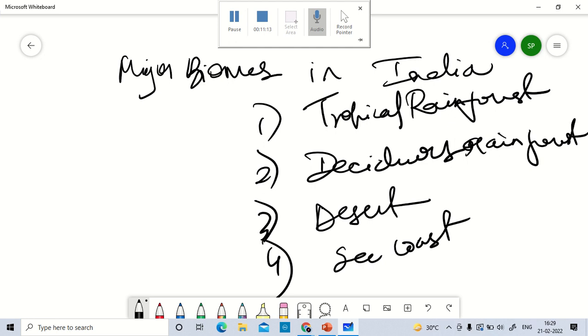Okay, now we'll increase the speed. We'll go fast because we are still on the first page and already 11 minutes have passed.